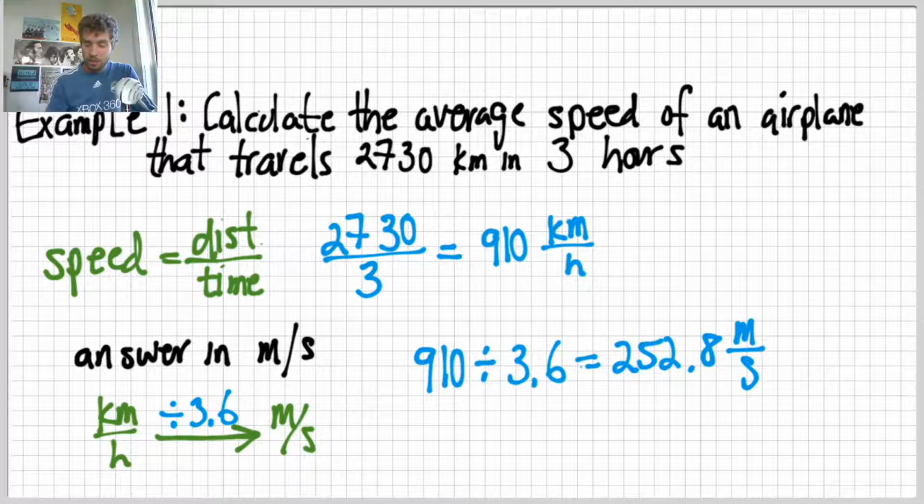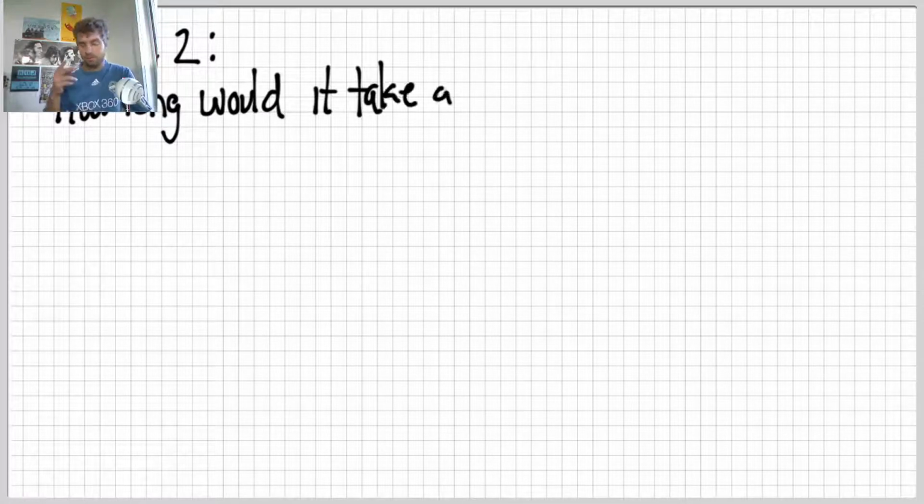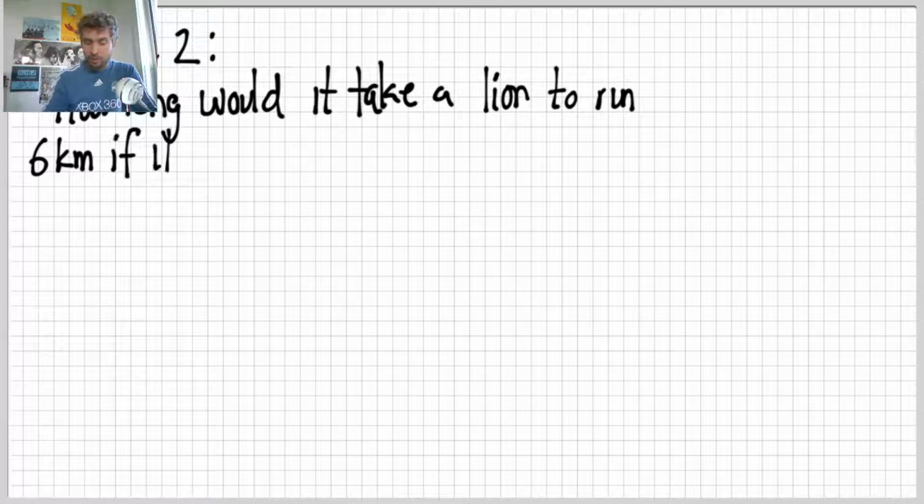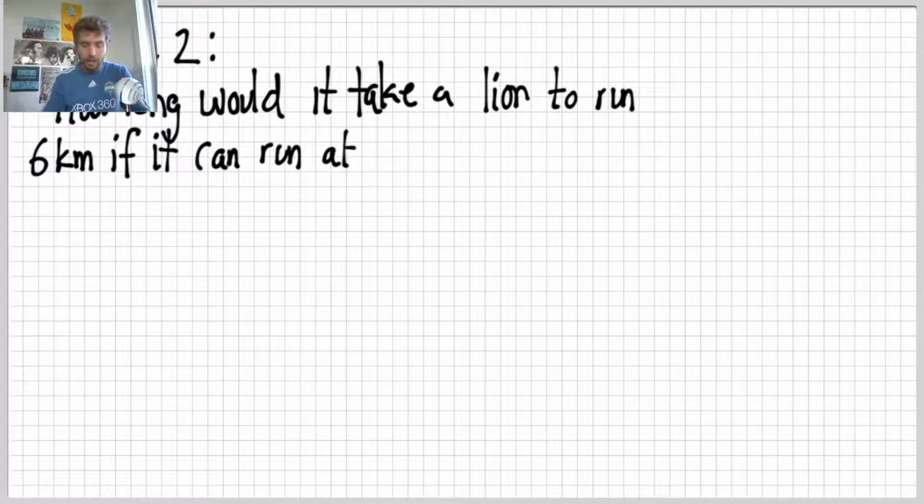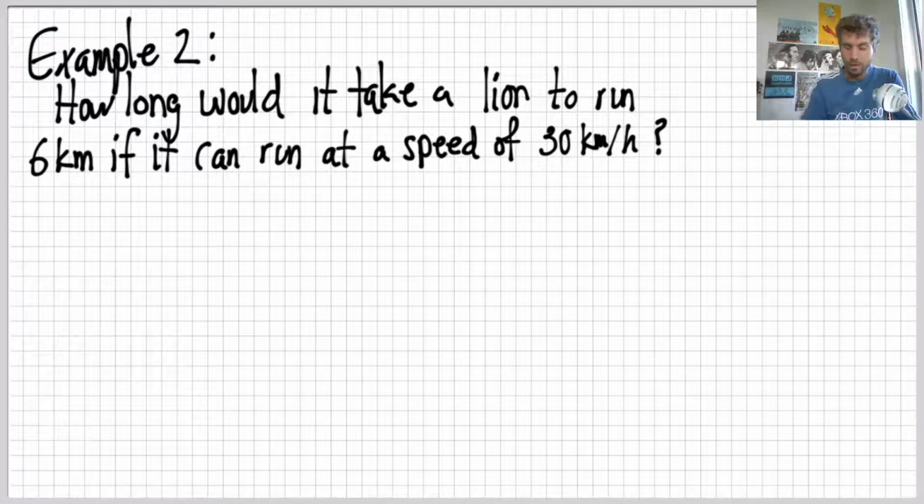We're going to do some more speed problems because there are a few different ways that they can look. This one is not asking for the speed, it's giving you the speed. How long would it take the lion to run 6 kilometers if it can run at a speed of 30 kilometers per hour? It gives you the speed and a distance, and asks for time.